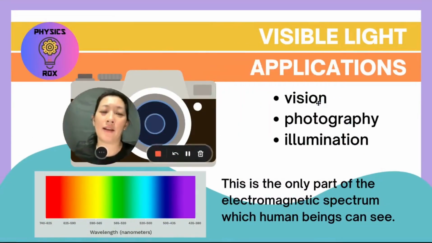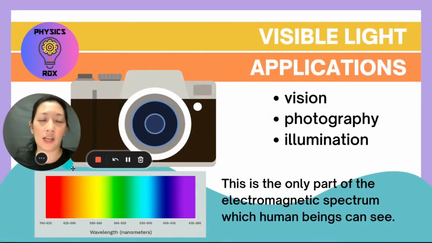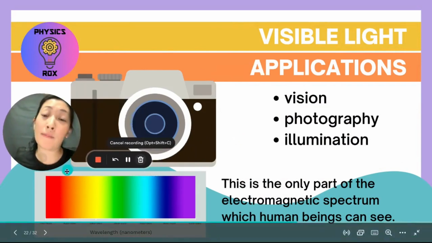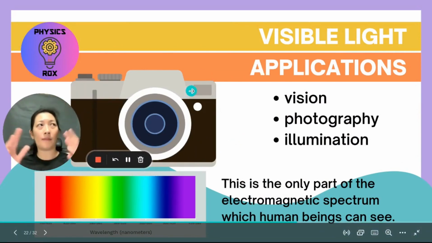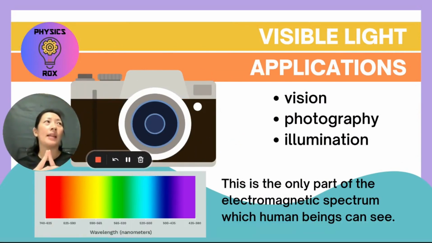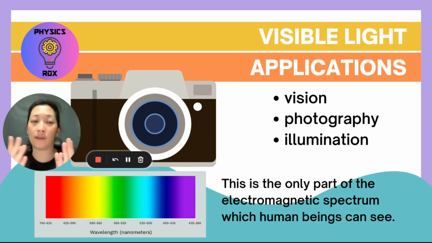Okay, moving on, visible light. Now remember that visible light means that it's the light that human beings can see. In the entire electromagnetic spectrum, the visible light spectrum is the only part that human beings can see. So that's why we call it visible light.